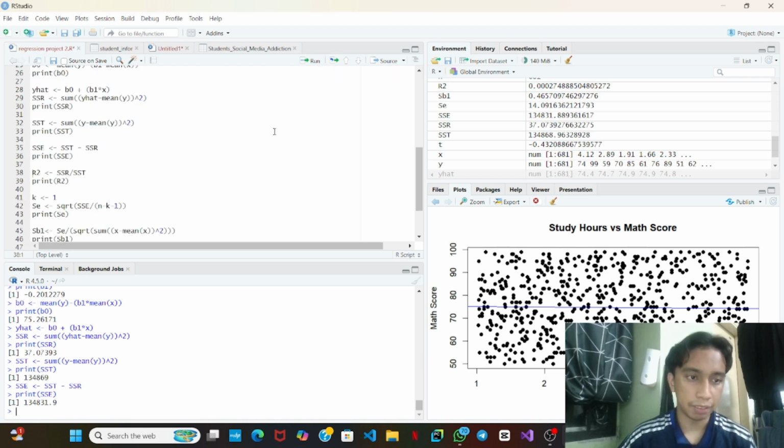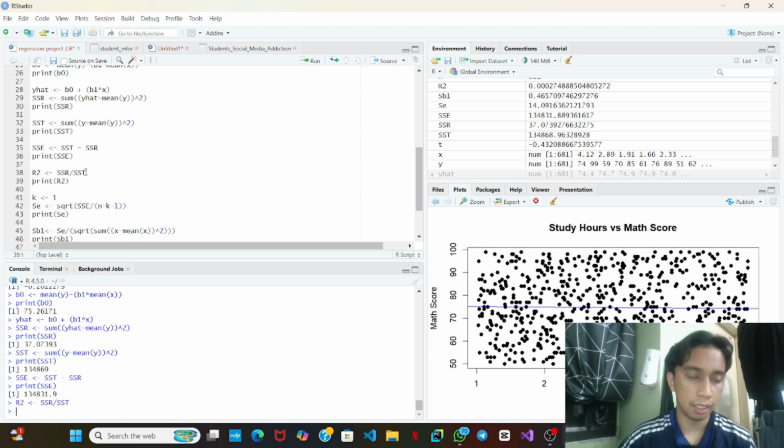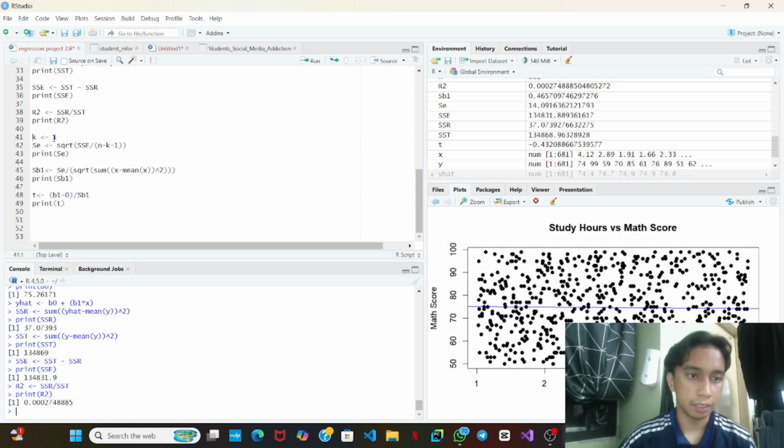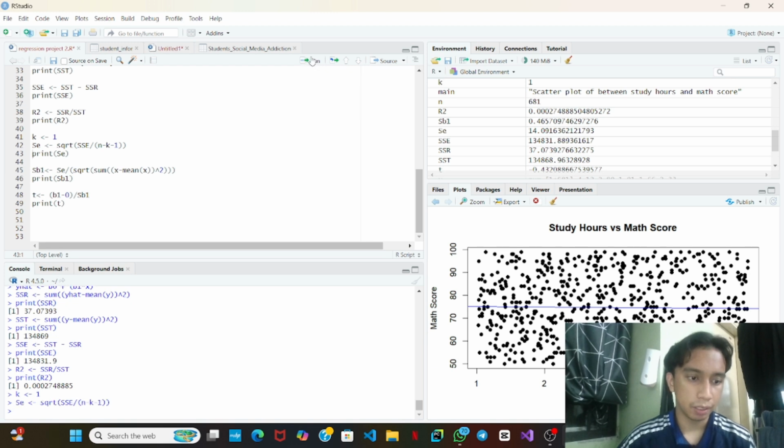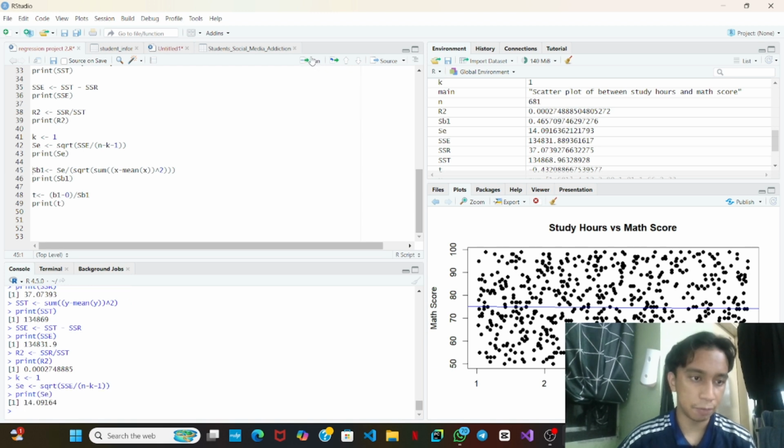And the last part is the R coefficient, R squared, which is SSR divided by SST. So our value is 0.002748885. And the other part we need to calculate is our T. So our K right now is 1, and SE equals the square root of SSE divided by n minus K minus 1, and we calculate our SE and get that value.